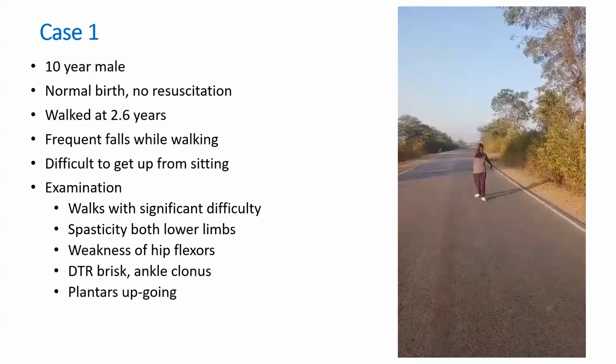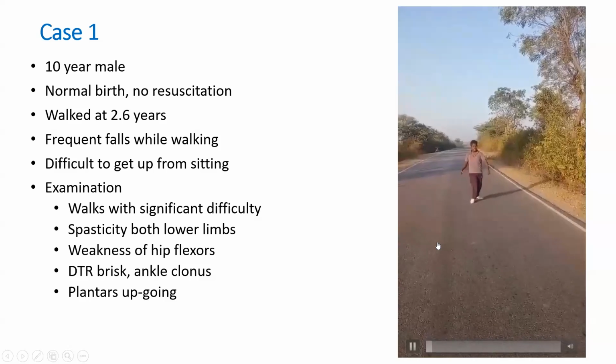And on examination, as you will see in the video when I play it, he walks with significant difficulty. He has spasticity in both his lower limbs. He has weakness of his hip flexors. His deep tendon reflexes are brisk. He's got ankle clonus, and his plantars are upgoing, so his Babinski is positive. I'd really like you to see the video. I can play it again, and then let me know what you feel clinically.